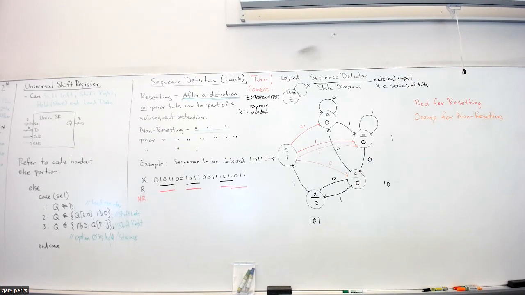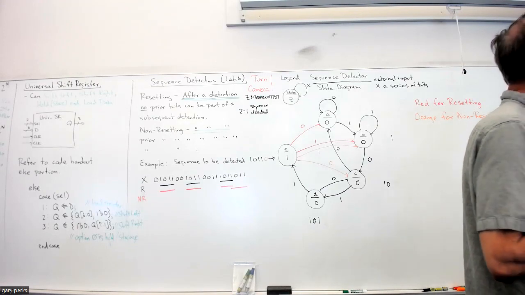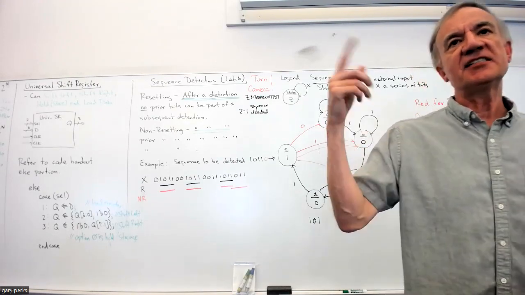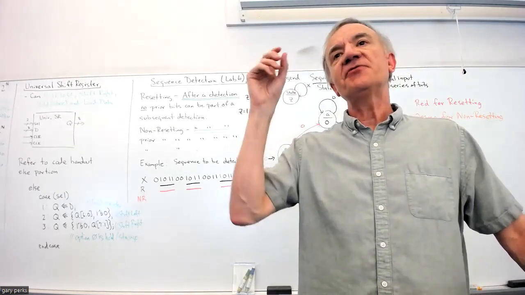Okay, remember, tomorrow's when lab 5 is due. And then a week from tomorrow, Friday of the, let's see, that would be Friday of the 8th, right? So yeah, May 26th. So yeah, a week from tomorrow. That's when lab 6 is due. That's the sequence detector.